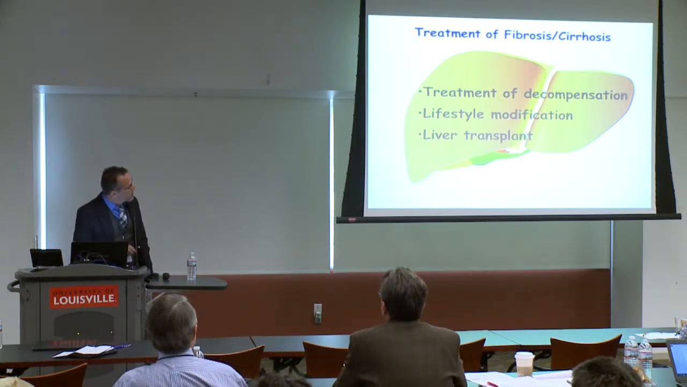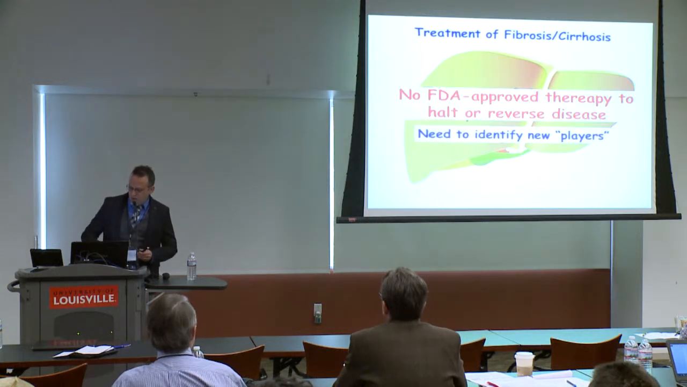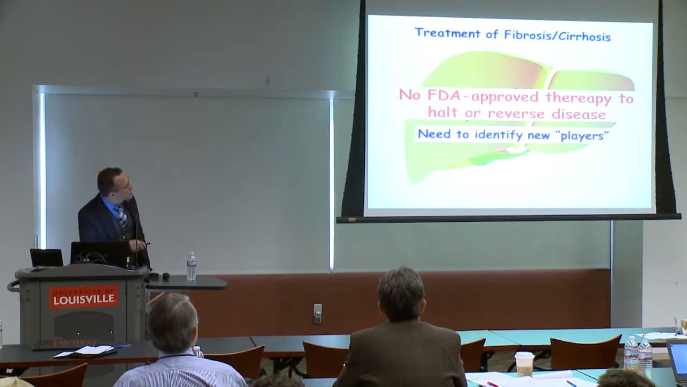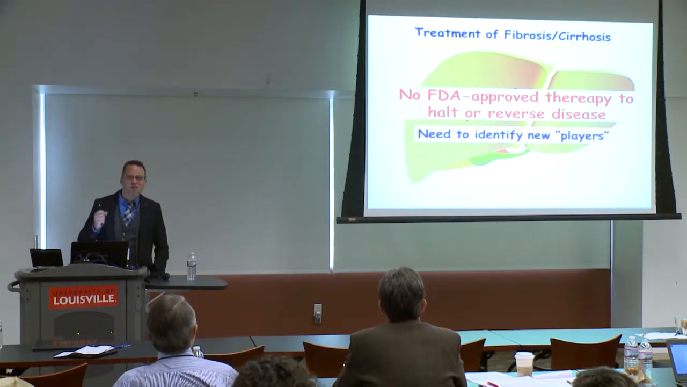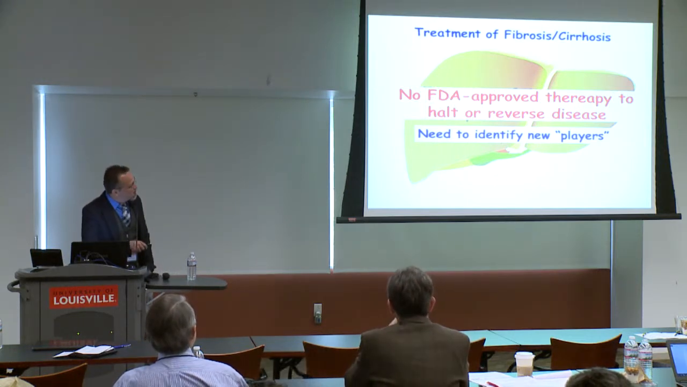Lifestyle modification is very difficult, especially if we're dealing with someone who is morbidly obese or a chronic drinker. And liver transplantation is effective, but there are about 3 times as many people on the transplant waiting list as available livers. The point here is, really there is no FDA-approved therapy, and I can't spell therapy to save my life, to halt or reverse disease. How come after all these years of this slide, no one's caught that? We need to identify new players.